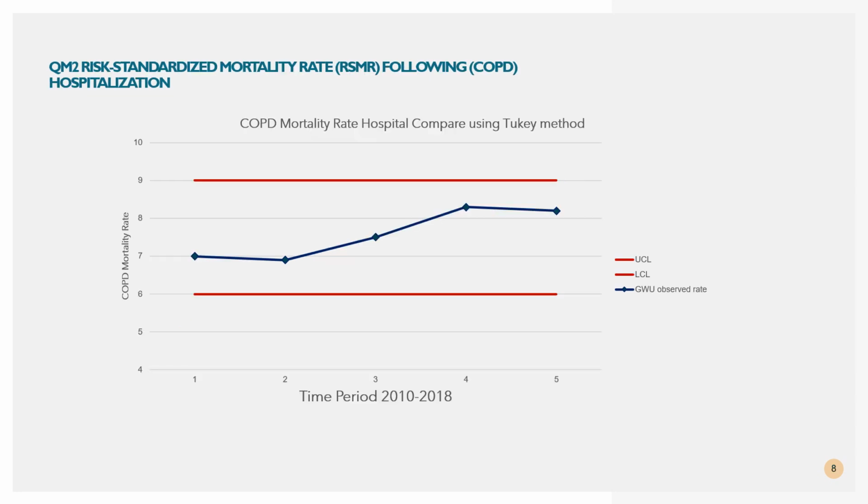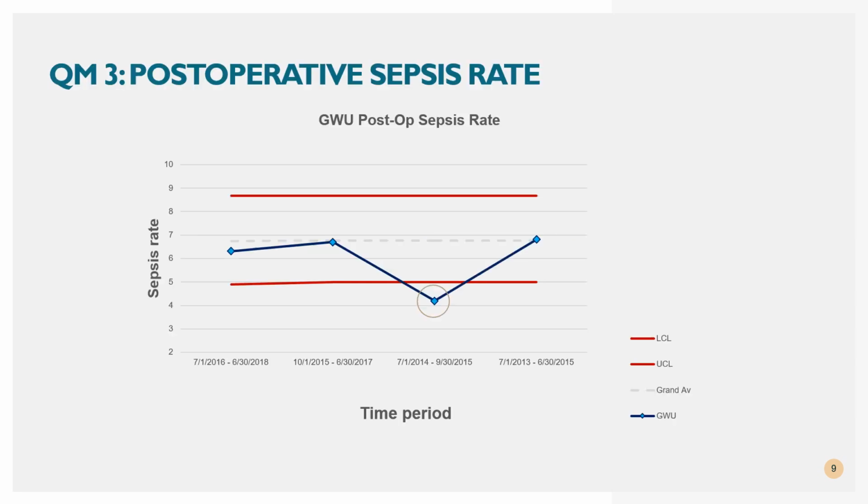In this chart, we are looking at the mortality rate for patients who were admitted with COPD. Here, George Washington University's data is within the control limit, meaning that their mortality rate for patients with COPD is not much different from the other major hospitals in the area.